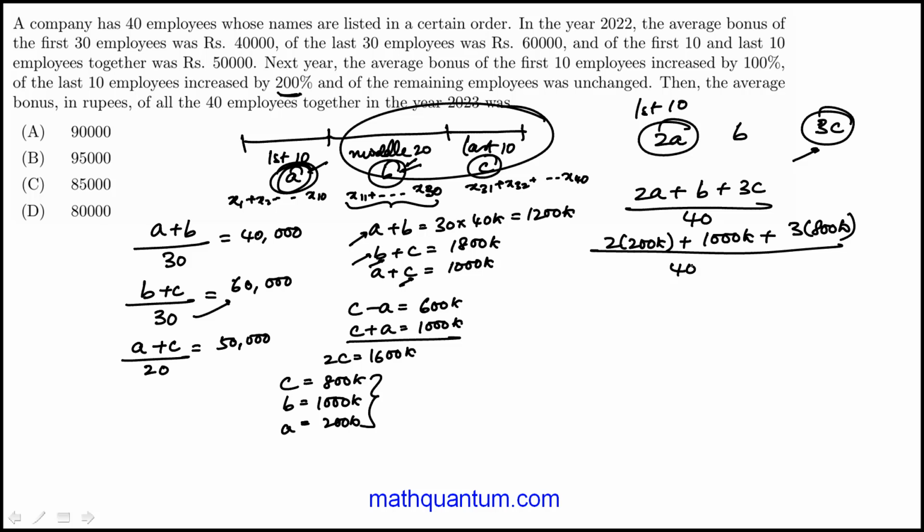Let's see if I can reduce this. So that's 20, that's 5, and then that's 25. So this would be 10 plus 25. So this is all K. And 60. If we add these up, this is 95K, which is 95,000. And that's answer choice B.